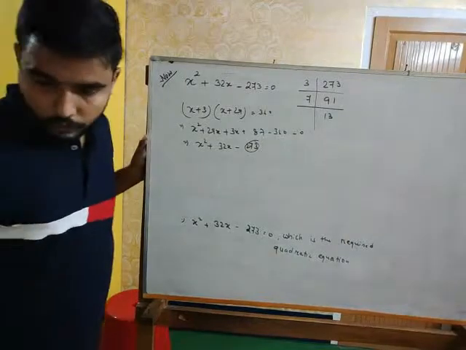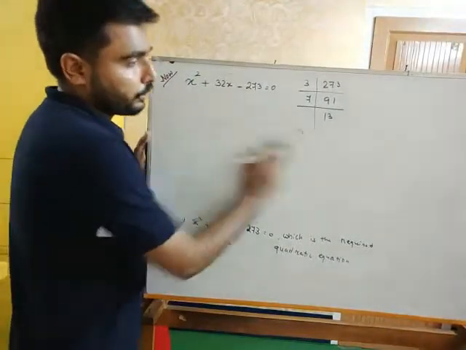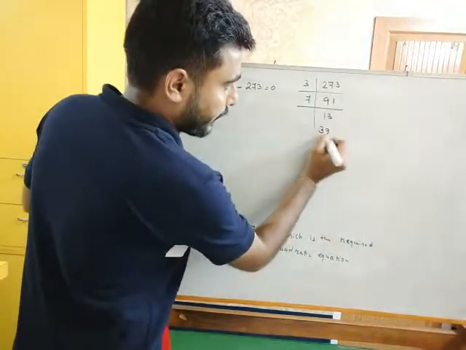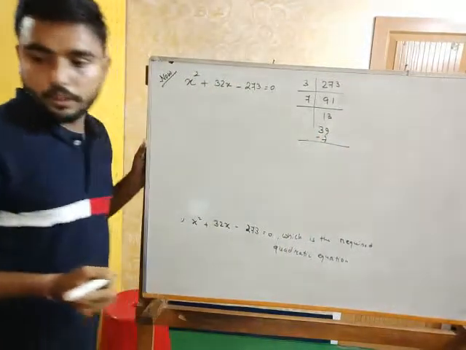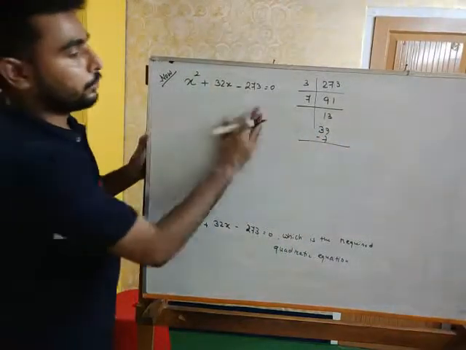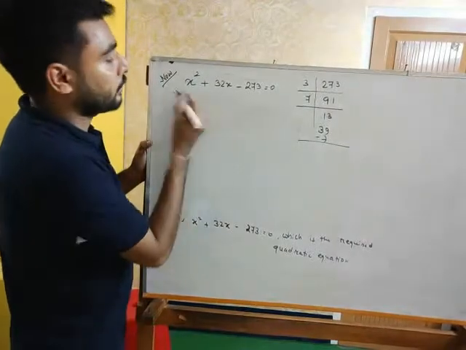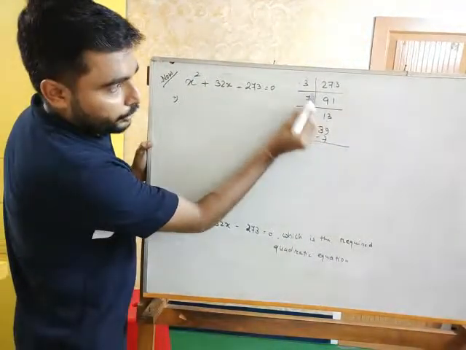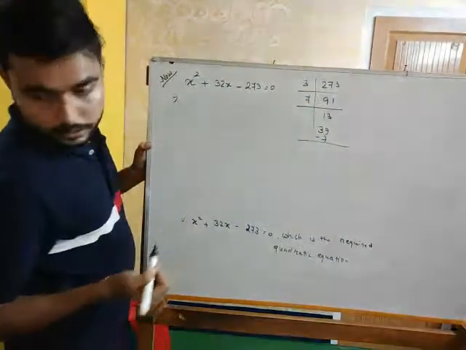Okay, it's okay only. We need to subtract. So 13 into 3 is 39. 39 minus 7 will give you 32, is it? So I was thinking we need to add. So 13 into 3 is 39. 39 minus 7 is 32.